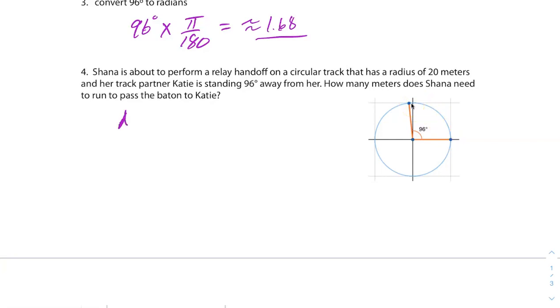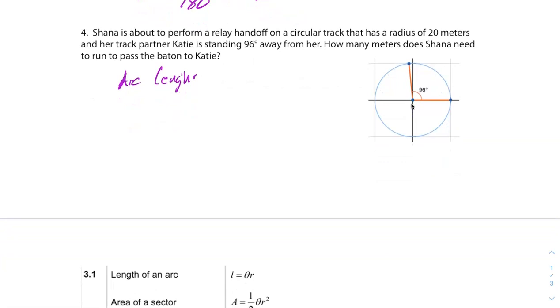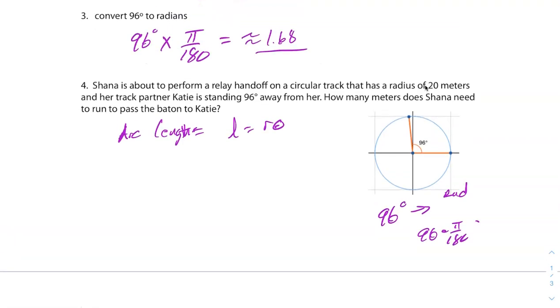An arc length, remember the arc length formula? Not sure, I give it to you right below. That formula is L equals r theta. Now keep in mind, if I'm using this formula, theta has to be in radians. That's the biggest thing here. This is not in radians, so I can convert 96 degrees to radians. And luckily we did that already. 96 times pi over 180. We did it up here and got about 1.68.